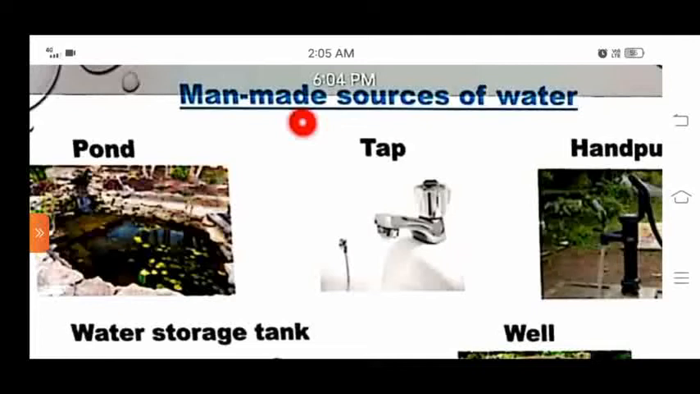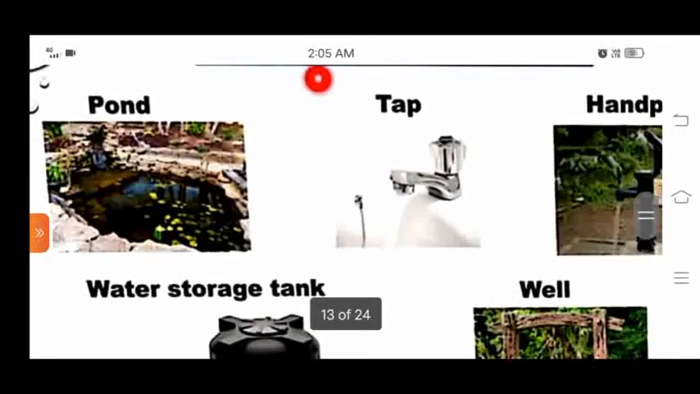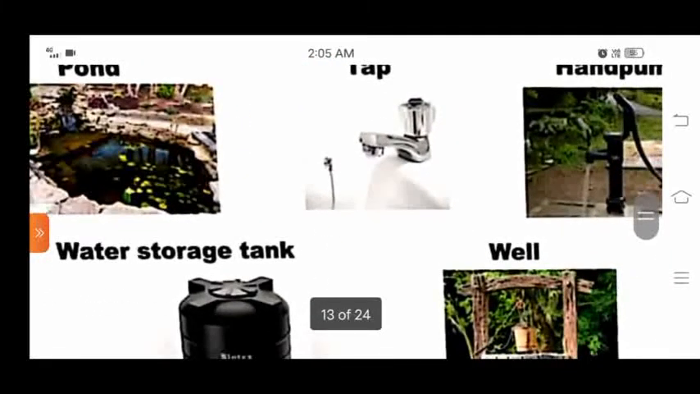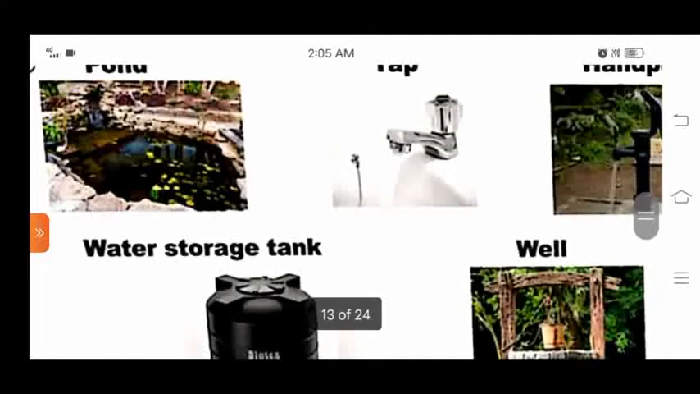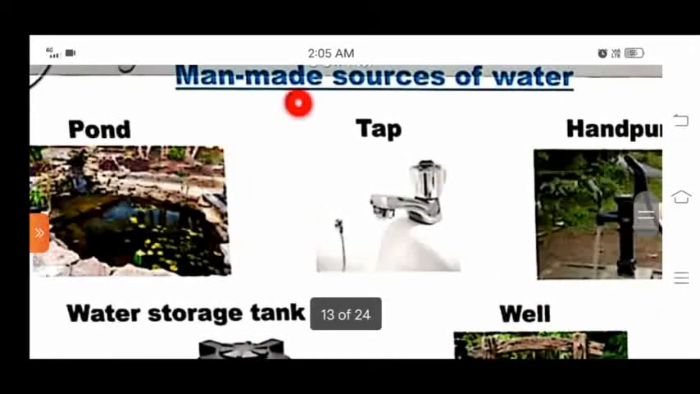Some sources are made by humans for different purposes, as you are watching here: pond, tap, hand pump, water storage tank, well. The pond is also made by humans so that humans can do different kinds of work with the water of the pond. We have a tap in our houses, in our kitchen, in our bathroom. We open the tap and we get water from this. So this is the man-made source of water.